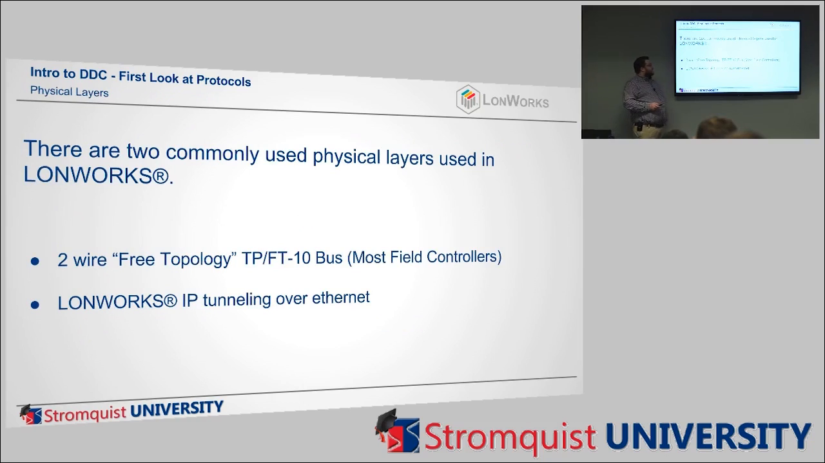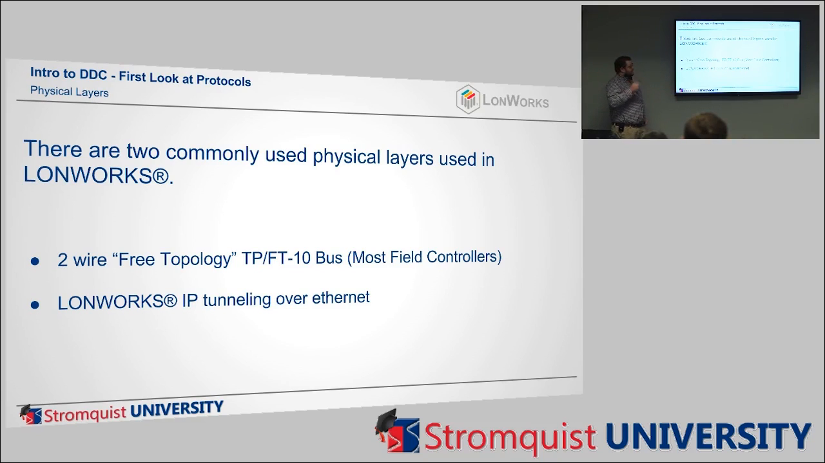All right, so there's two common physical layers used in LONWORKS, and physical layers is the type of road. So LAN uses their own free topology 2-wire bus, and that's the most common. That's what all your controllers would be, is that 2-wire bus that's running through your building. That's the LONWORKS bus. And then also in LAN, you can take that information from the 2-wire bus and convert it over to an Ethernet bus to be able to expand on your system.